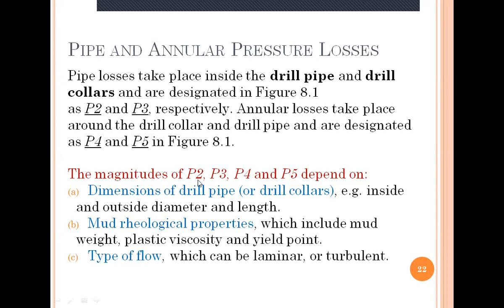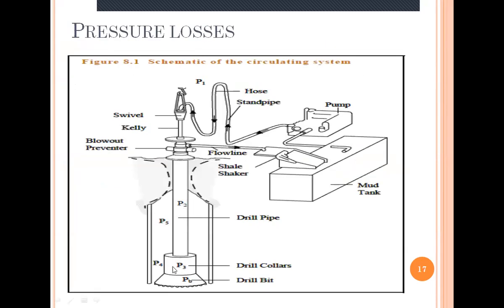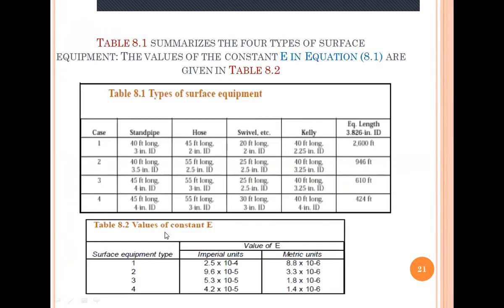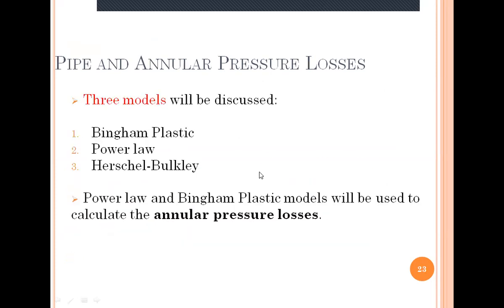Okay, so the magnitude of pressure loss B2, B3, B4, B5, which is from this chart, will depend on the dimensions of the drill pipe or drill collar, the mud rheology, mud viscosity, and the type of flow. So you will have different pressure loss if you have different mud rheology, different flow, laminar or turbulent, and we will talk about it soon. You will have different pressure loss at the annulus and inside the drill string itself.